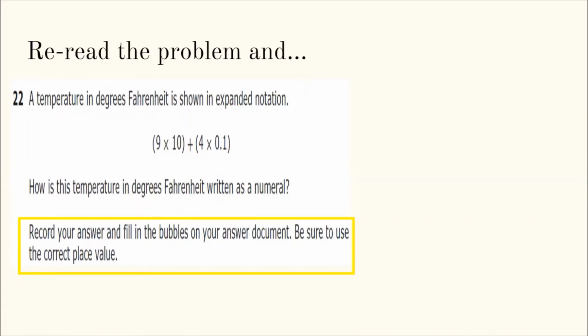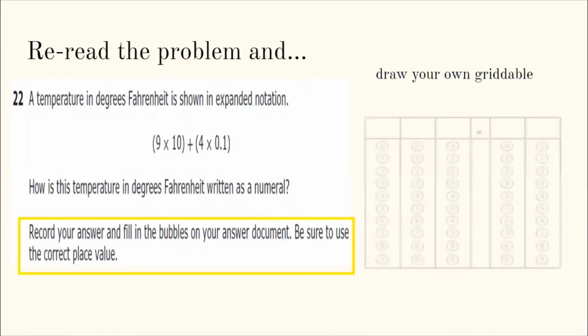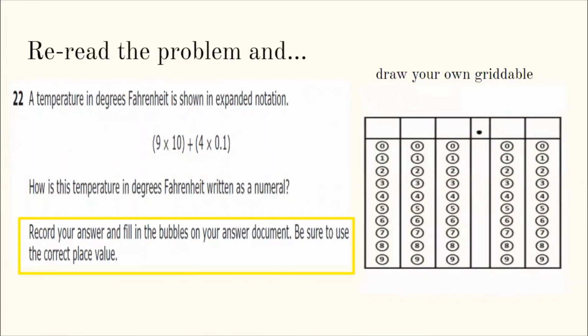Because you don't have an answer document in front of you, I want you to go ahead and draw your own griddable on your paper. Once you have drawn your own griddable, go ahead and fill in our answer of 90 and 4/10. Do not forget to bubble in the number on your own griddable.